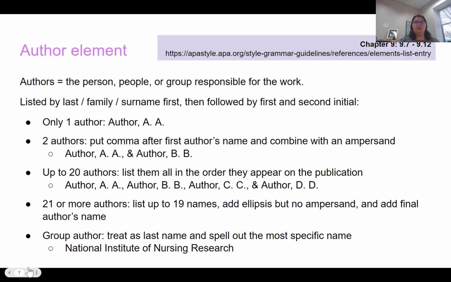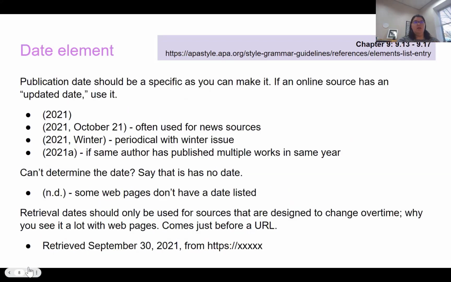All right. So the author element comes first. Then you're going to come with the date element. So the publication date is going to need to be as specific as you can make it, and including any updated dates. So if an online source has been updated and it's actually listed, you'll need to use that. But publication dates, again, depend on the source that's being published, right?